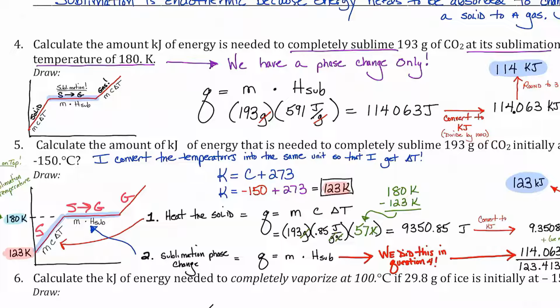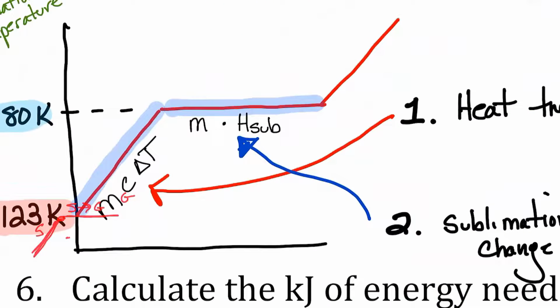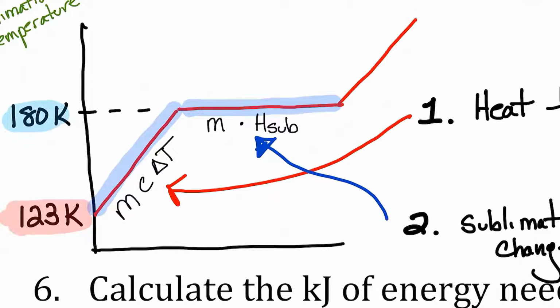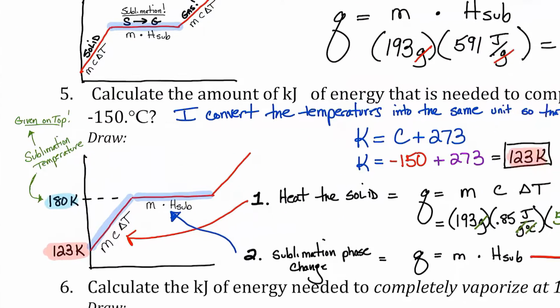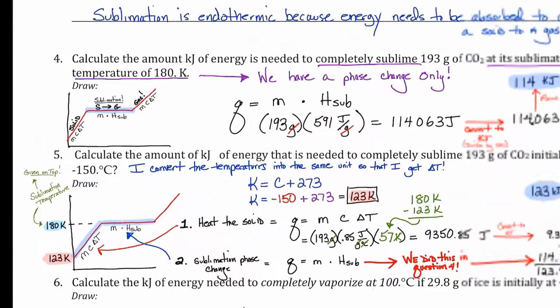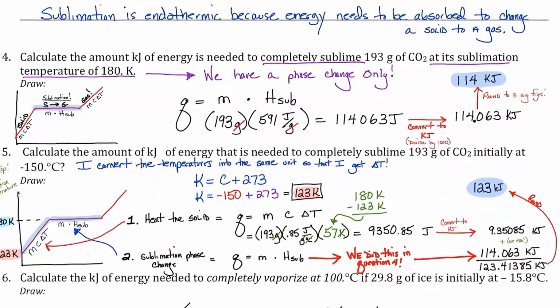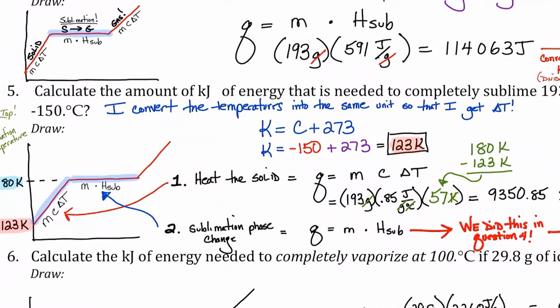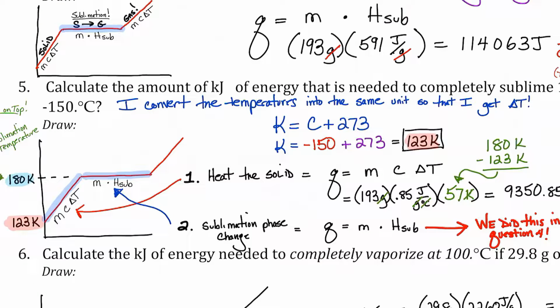So before I can completely sublime it, which would be right here, I've got to heat it up to the sublimation mark. And as you can see, get rid of that drawing, we're going to use MC change in T because guess what? There is a change in temperature. All right, so that's important. So we've got 2 steps here. We're going to heat the solid to its sublimation mark, and let's get to that. That's what we have right here. So I'm going to heat the solid to its sublimation point. That's the first step. And because I'm heating the solid up, it's MC change in T.